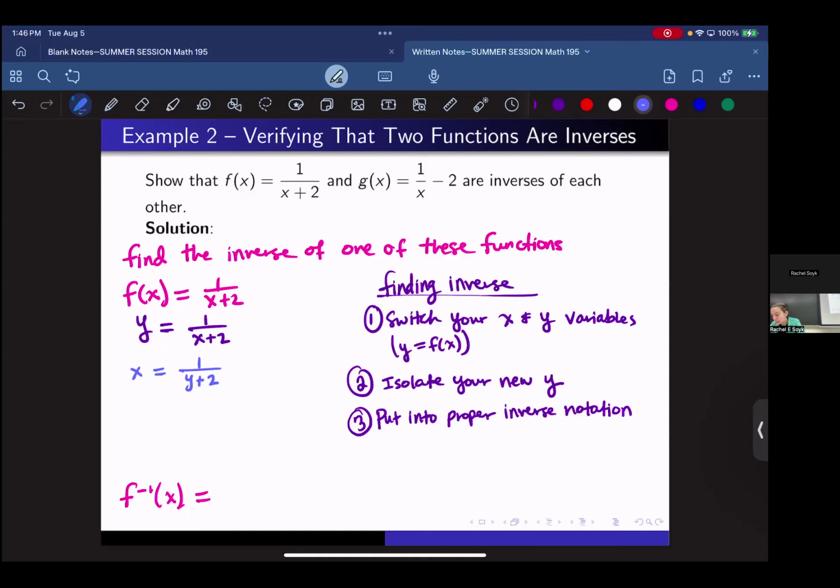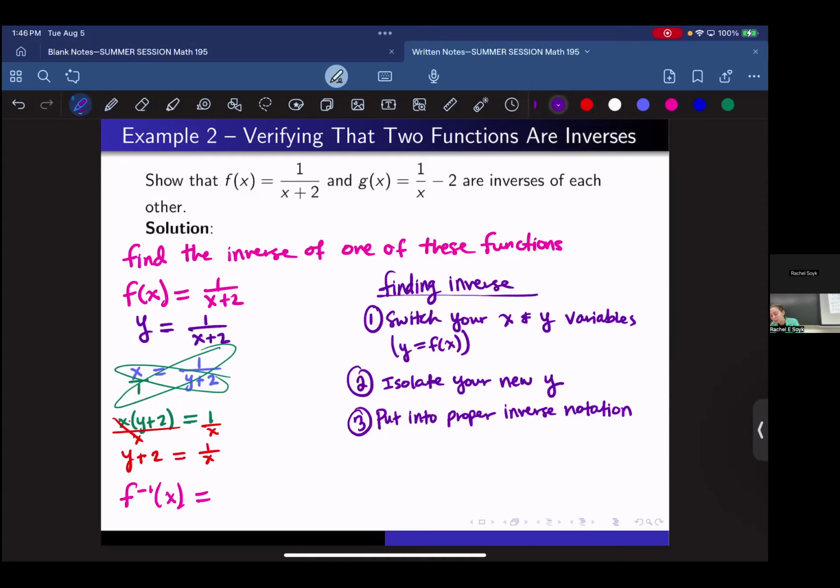Now we want to isolate our new y. So we want to get y by itself. x as a fraction is x over 1. So what we can do is let's cross multiply. So we're looking at x times (y plus 2) is equal to 1. Opposite of multiplication is dividing. Divide both sides by x. So now we're looking at y plus 2 equals 1 over x.